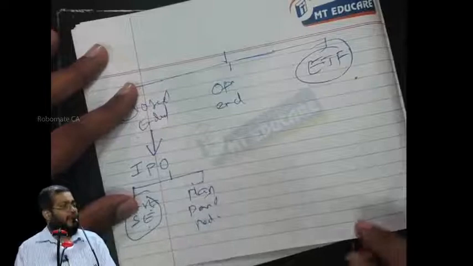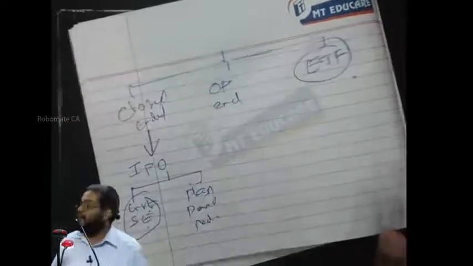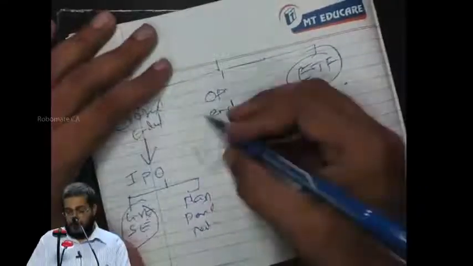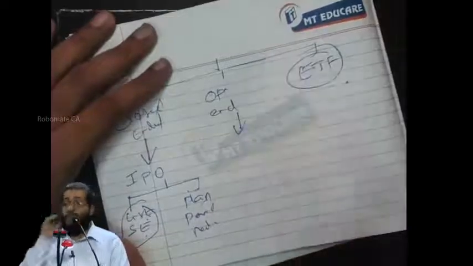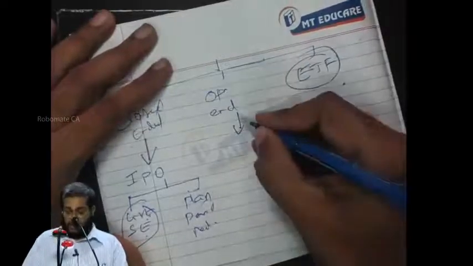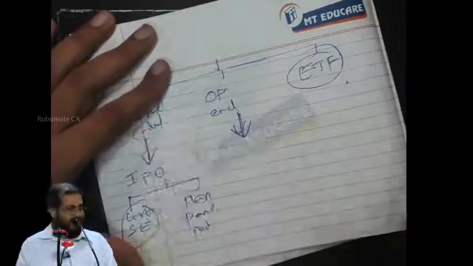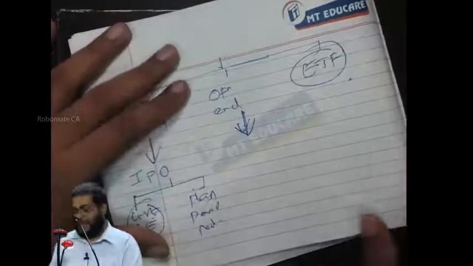This is number one. What do we call this fund here? Closed-ended fund. Right or not? Next is the open-ended fund. This is more popular. This is what generally happens in most of the mutual funds, the open-ended fund.